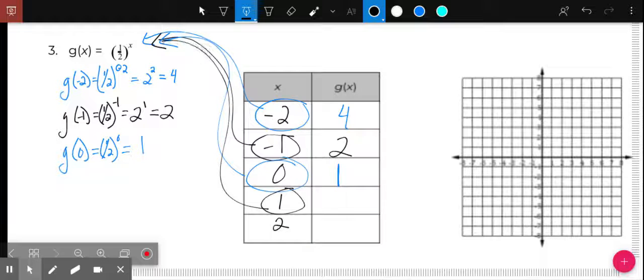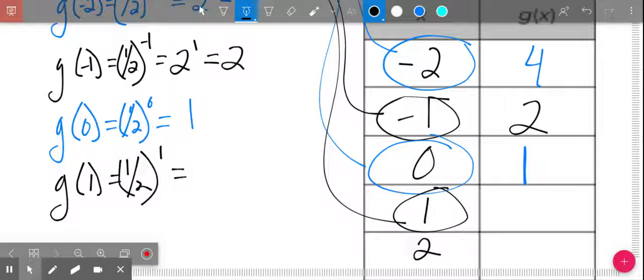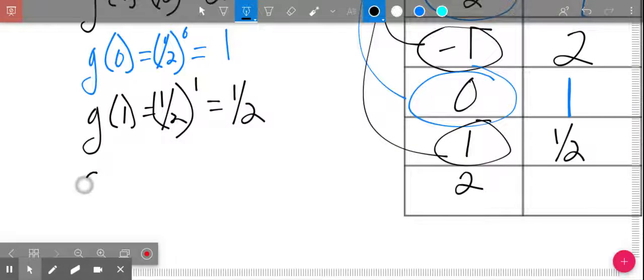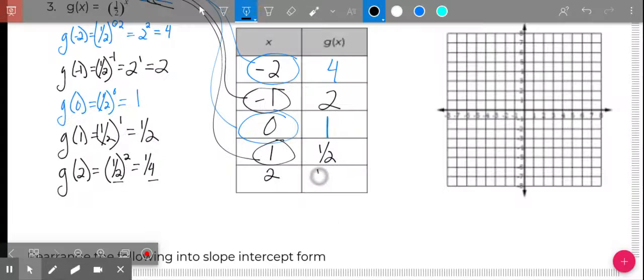And then next, we're going to plug in the 1. We'll have g of 1 equals 1/2 to the first. Well, anything to the first power is just itself, so that's going to be 1/2. And then last but not least, we'll have g of 2, which is 1/2 squared. Well, that means we're going to square the top and the bottom, so I'll get 1/4, because 2 squared gives me 4, so 1/4.